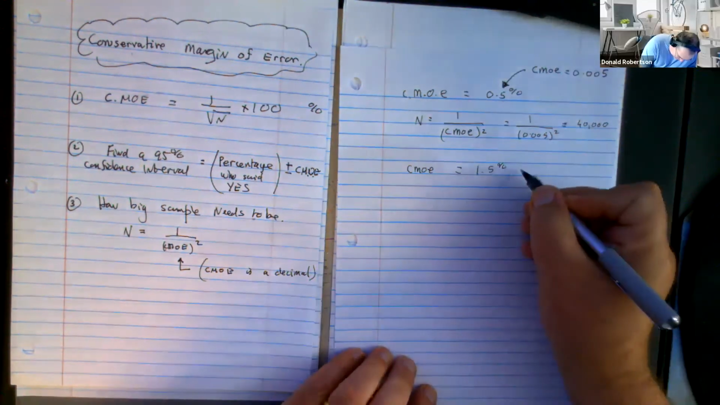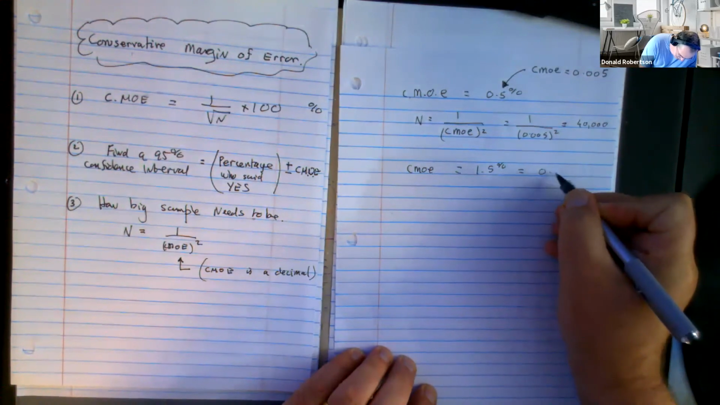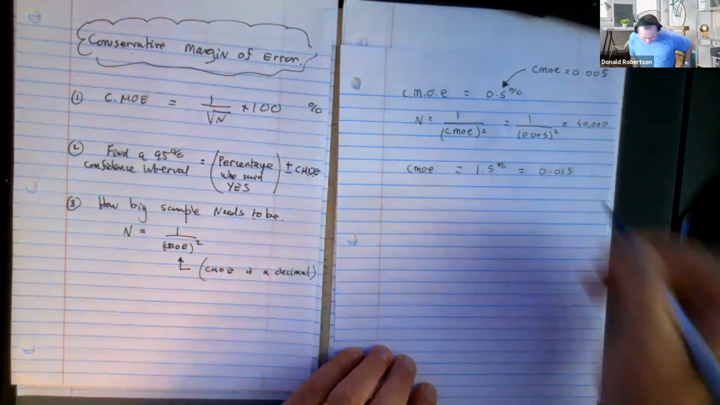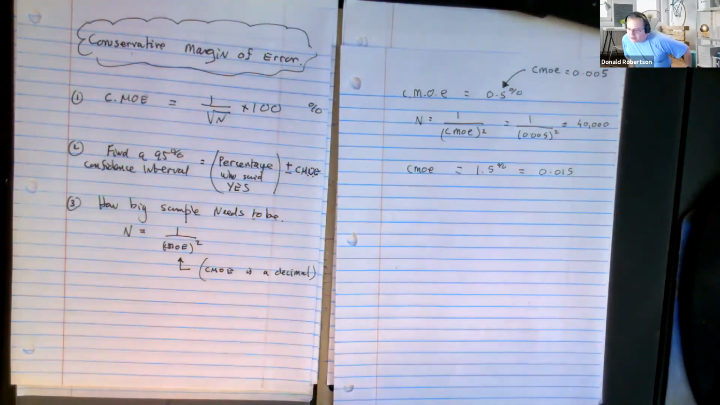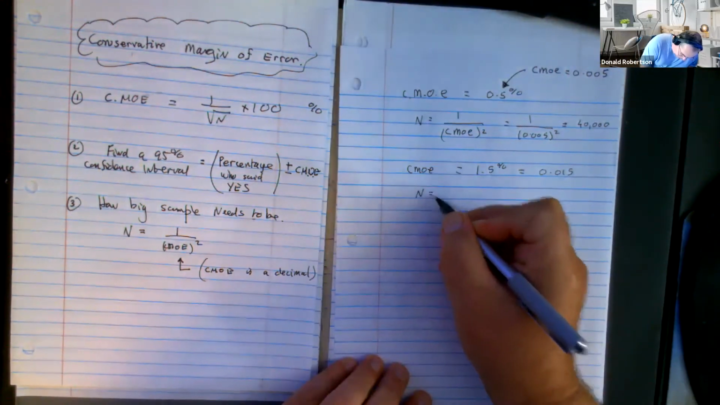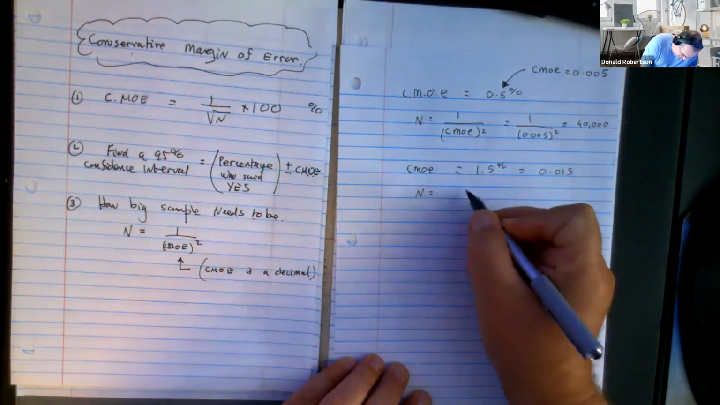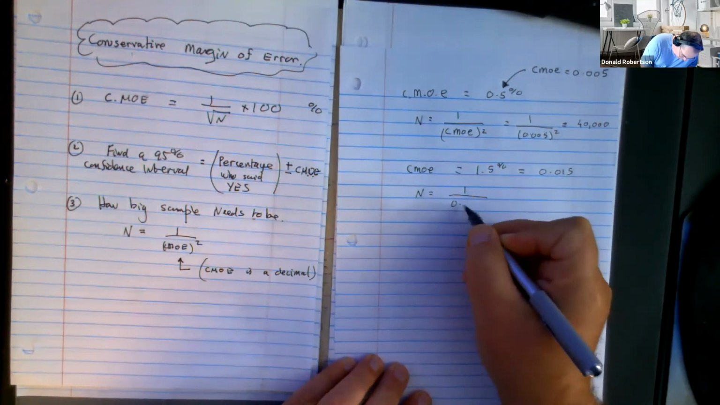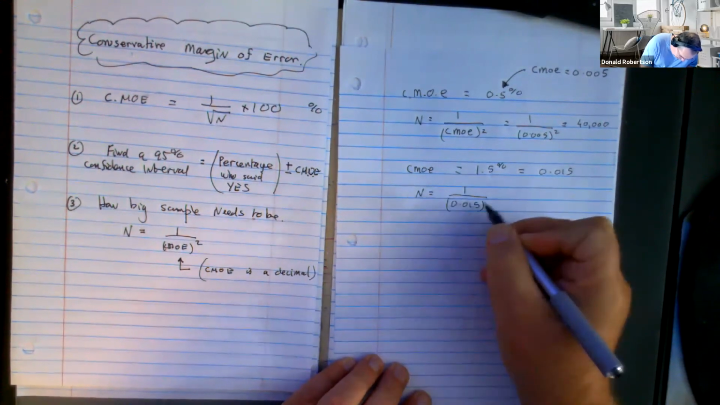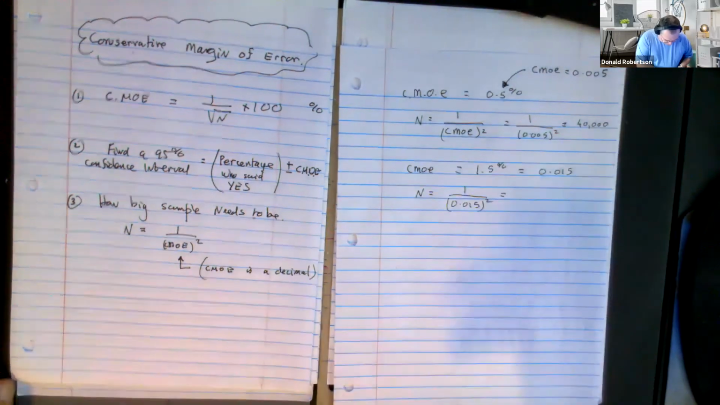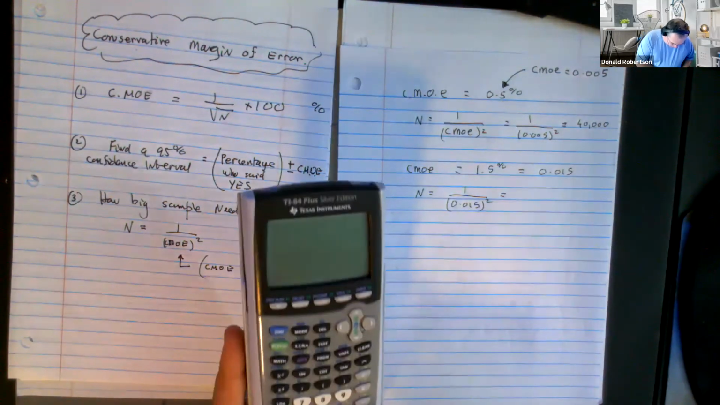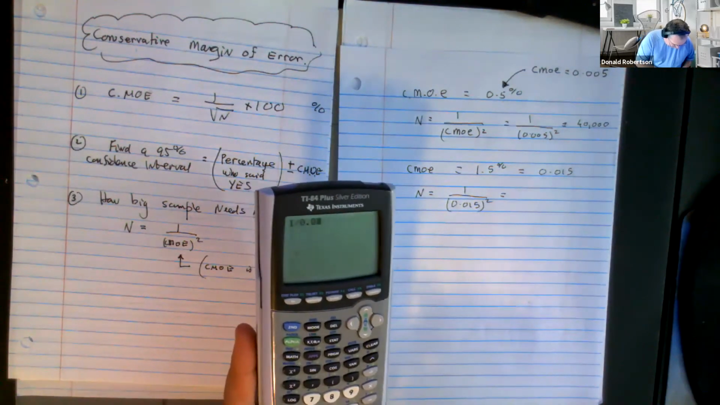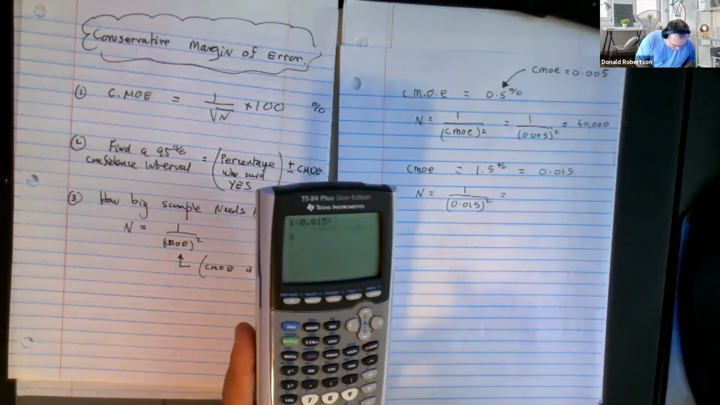Now, as a decimal, are we okay with that being 0.015? Are we comfortable where that came from? So the number of people that would have to be in a sample with this kind of margin of error is 1 over 0.015 squared. And my gut feeling was thousands, but I've been proved wrong before. But not this time.